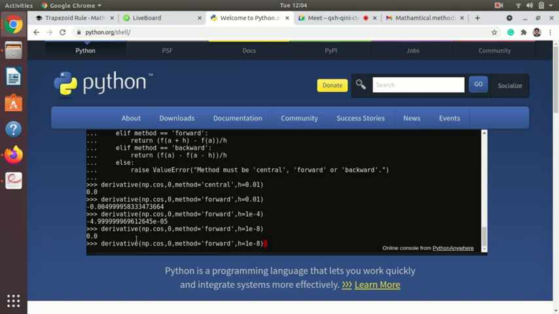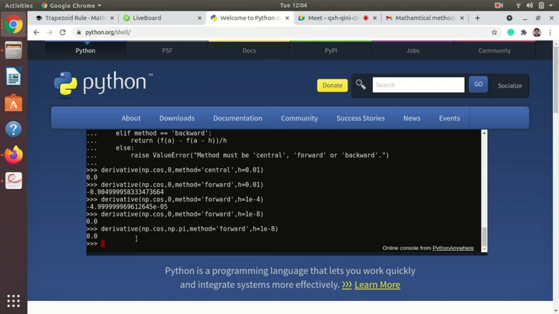Now we will change the value of a, that is, we have to find the value of the derivative of cos at a different point, let's say at pi. The value of minus sin pi is 0. So again it should give 0. We'll check whether it is giving the correct value or not. Yes, it is giving the correct value.